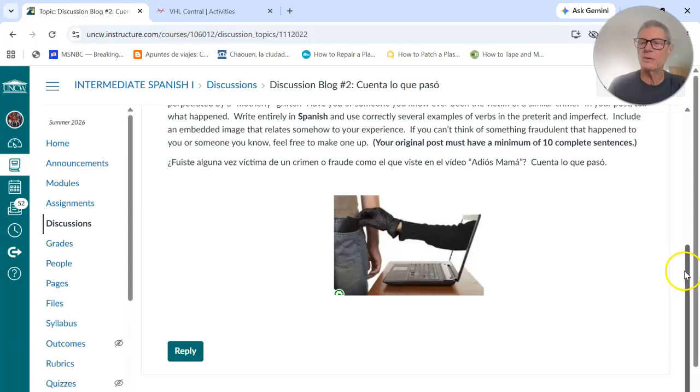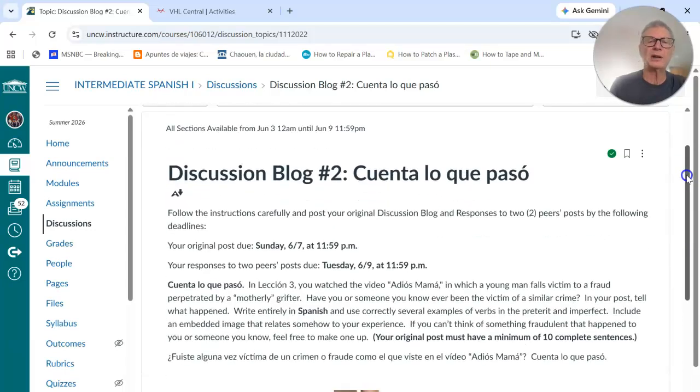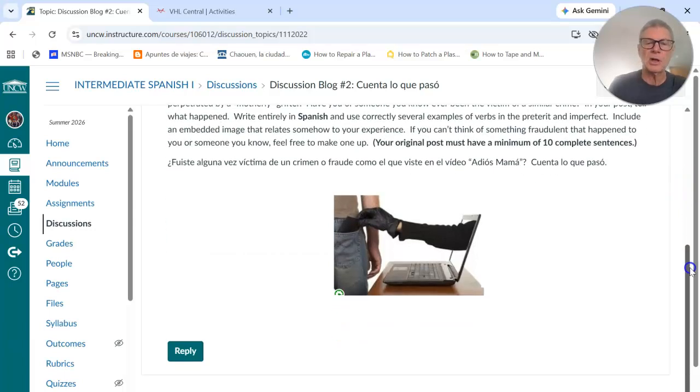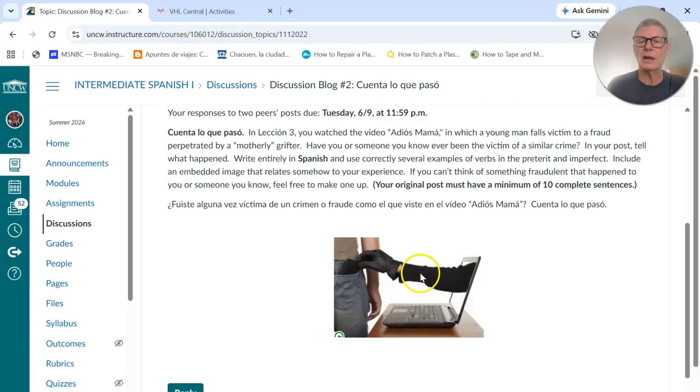So again, just to review, you're doing your final discussion blog, Cuenta lo que pasó. The original post, Sunday by midnight. And then for full credit, you've got to reach out to 2 of your peers and comment on their posts by Tuesday at midnight. These comments, of course, are worth 15 points each for a total of 30, and your main post is worth 70. And again, you need to have an embedded image. If not, you'll lose points.